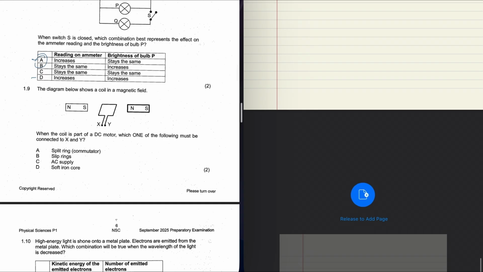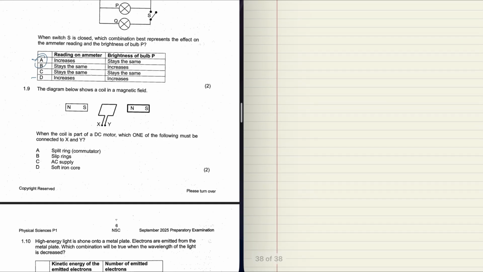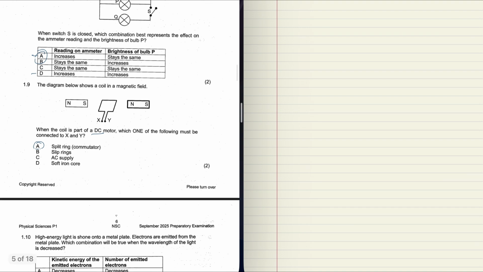Question 1.9. The diagram below shows a coil in a magnetic field. When the coil is part of a DC motor, which one of the following must be connected to X and Y? The answer is A, a split ring commutator.